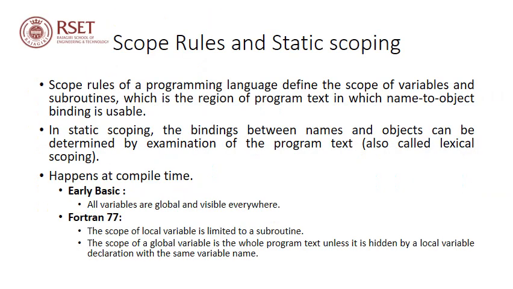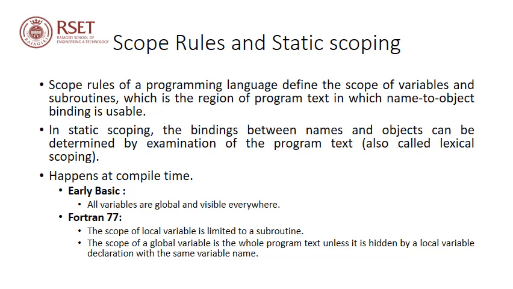Now let's discuss the concept of scope rules. Scope rules of a programming language define the scope of variables and subroutines, which is the region of program text in which a name-to-object binding is usable. For instance, in languages like C, C++, and Java, the scope of local variables is limited to the subroutine or block where it is created, while that of global variables is throughout the whole program.